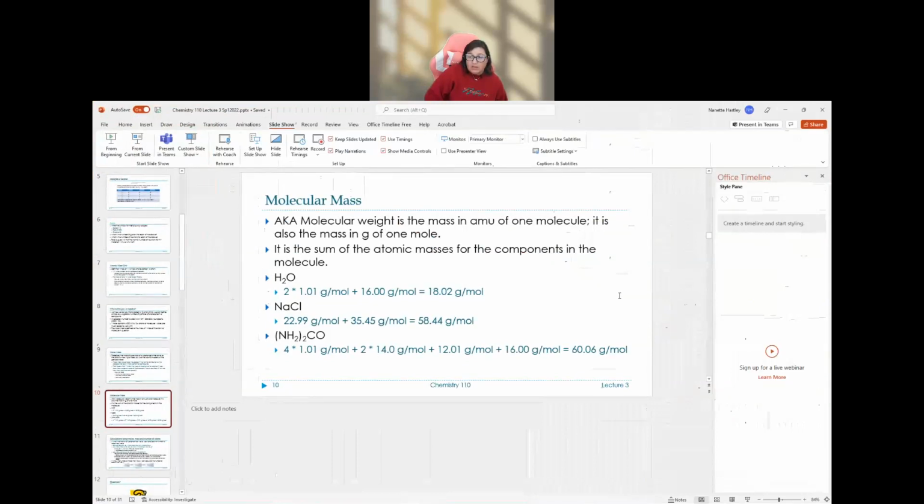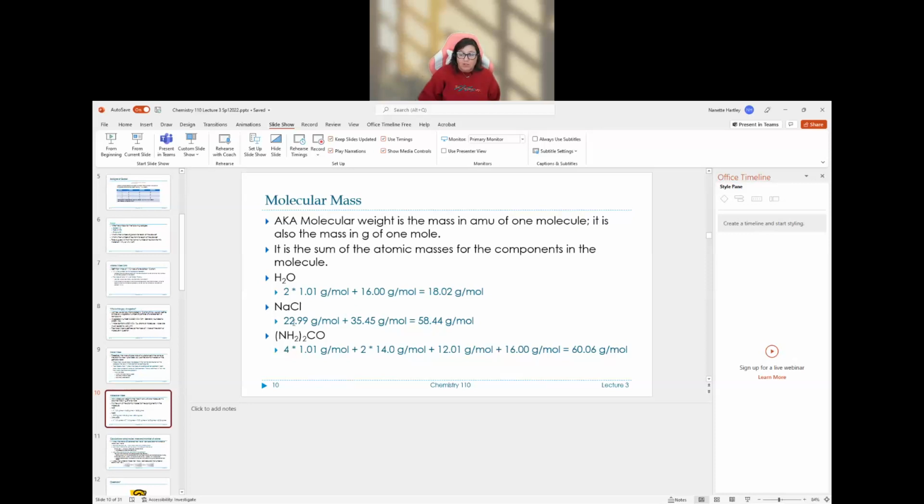So the molecular mass, aka the molecular weight, we use them interchangeably, even though they are really not, is the mass in AMU of one molecule. It's also the mass in grams of 1 mole. It's the sum of the atomic masses for the components in the molecule. So if we want to talk about H2O, we need to take 2 times the number that's listed on the periodic table for H, 1.01 grams per mole, plus 16.00 grams per mole for oxygen. Total for that is 18.02 grams per mole. It's also 18.02 AMU for one particle.